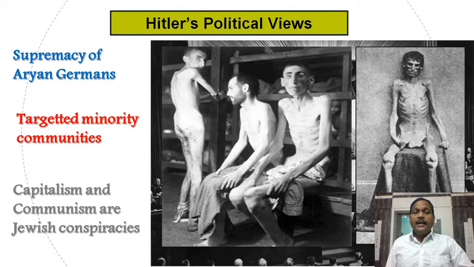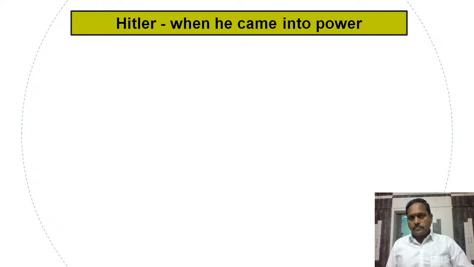He hated capitalism as well as communism. He targeted the Jewish conspiracies. So in Hitler's political views, he was very keen to prove his supremacy and his attitude of Aryan Germans. So he targeted the minority communities. When Hitler came into power, he took some decisions. What were they? Now we discuss.